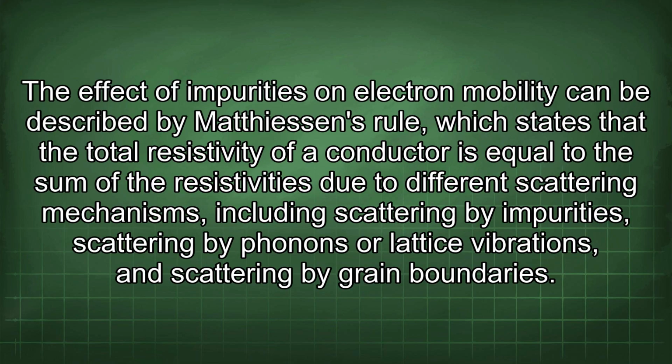The effect of impurities on electron mobility can be described by Matthiessen's rule, which states that the total resistivity of a conductor is equal to the sum of the resistivities due to different scattering mechanisms, including scattering by impurities, scattering by phonons or lattice vibrations, and scattering by grain boundaries.